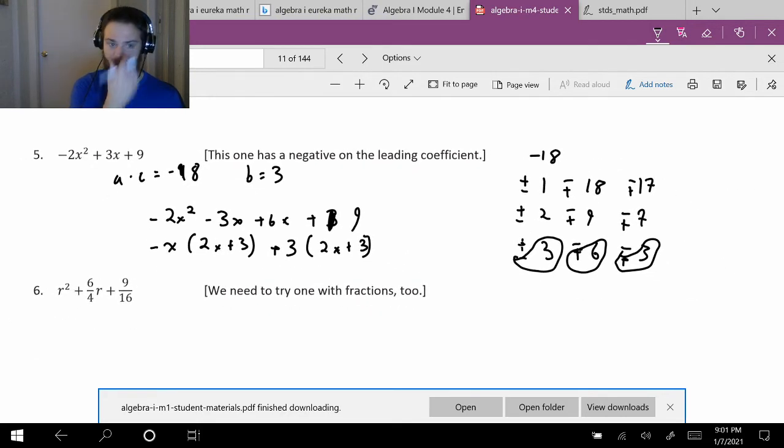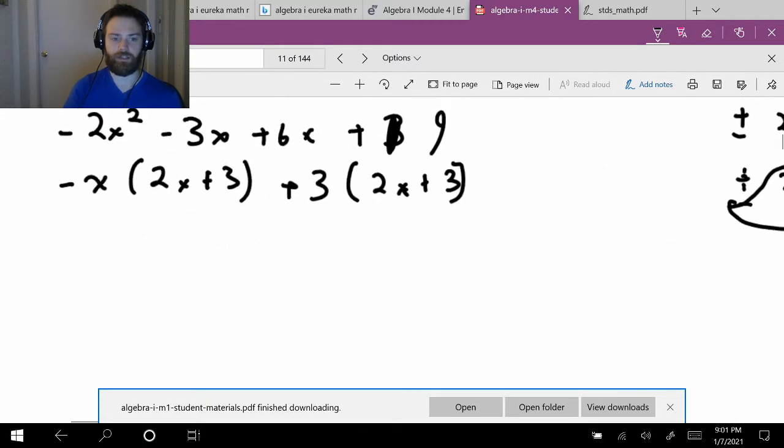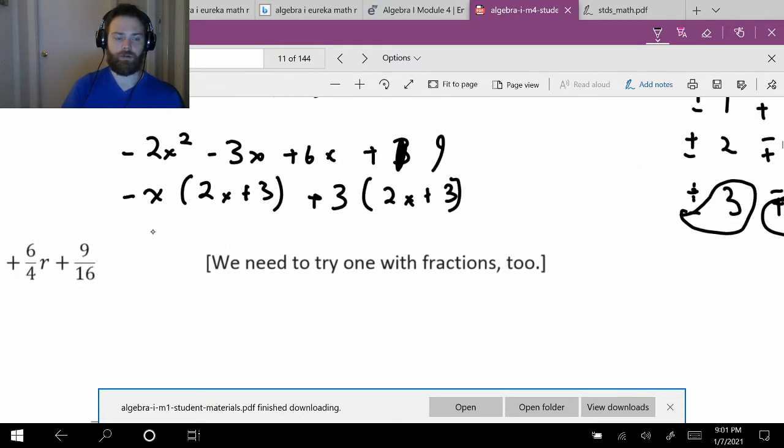Okay, so it says this one has a negative on the leading coefficient. So I'm starting to see that now. So right, 2x plus 3 is a GCF, so we're going to go ahead and factor that guy out. So, right, we've got 2x plus 3, and then negative x plus 3.